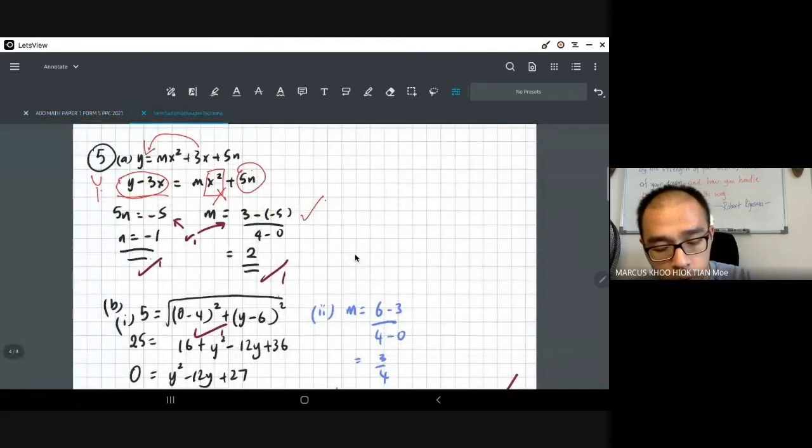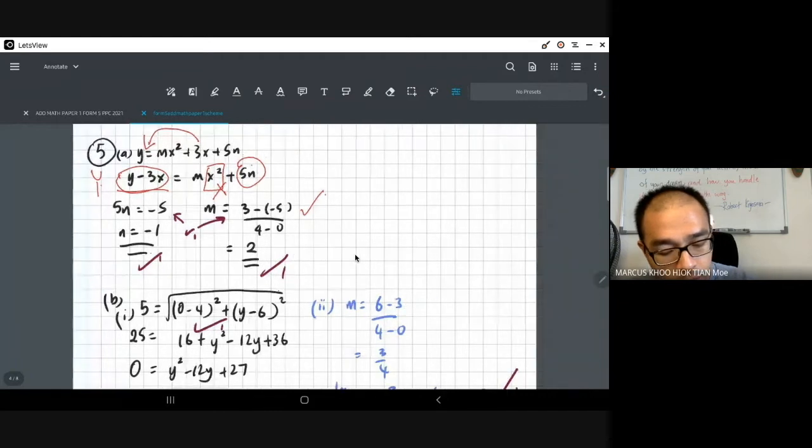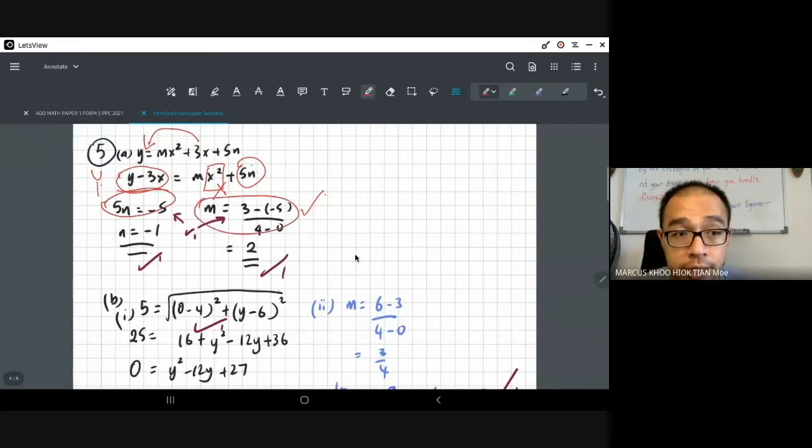Okay, so show me either one of these: either 5n equals -5, or m equals the gradient, and you will get 1 mark. Then 1 mark for the correct value of n, and 1 mark for the correct value of m. It's a 3-mark question from linear law.